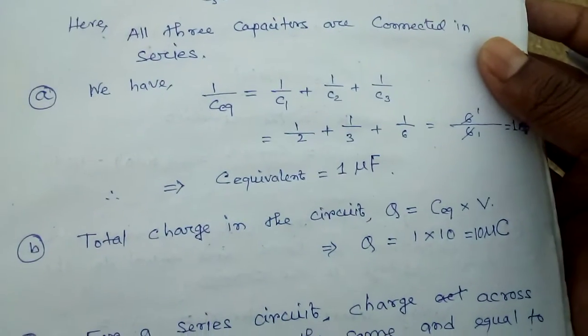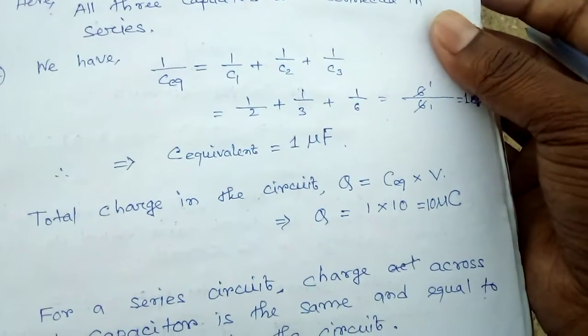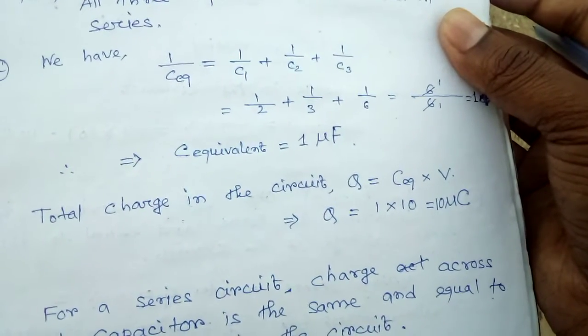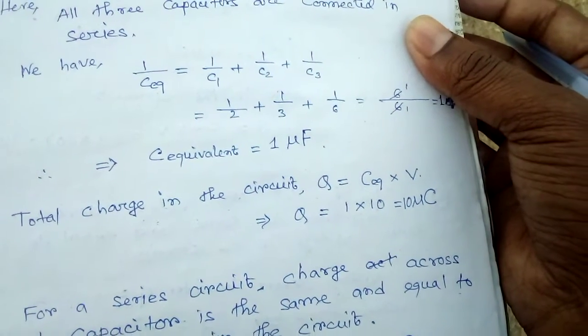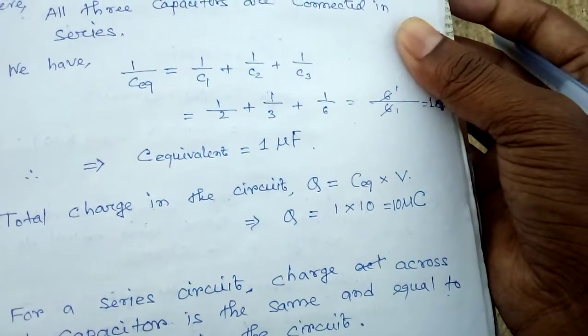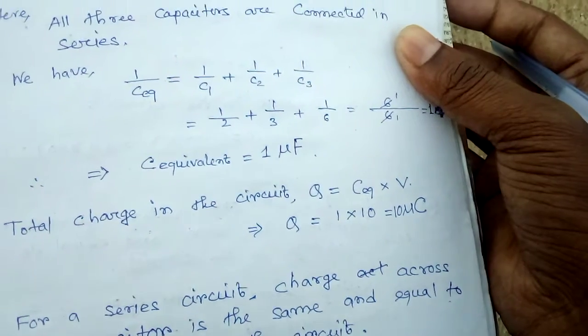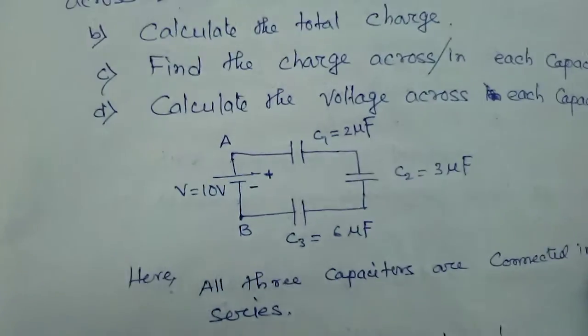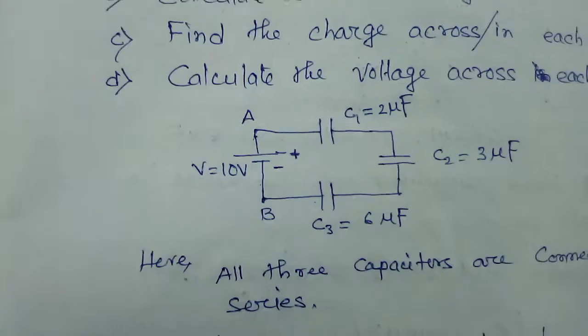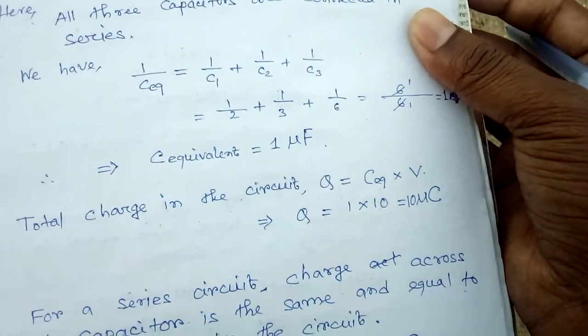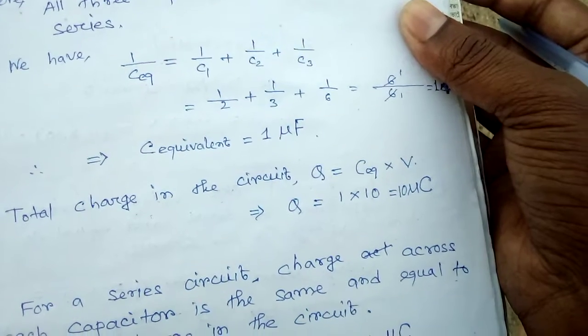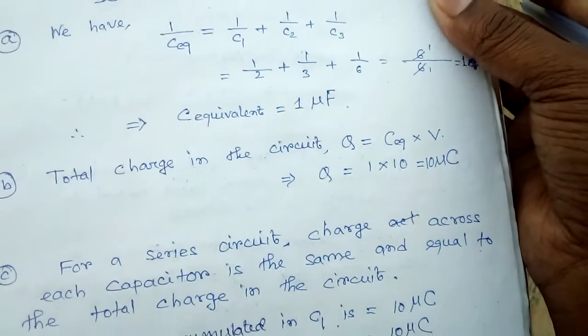Similarly, next, the total charge in the circuit is, we have the formula of total charge Q equals C equivalent into V. This implies that Q equals, C equivalent is equal to 1 microfarad and supply voltage given is 10 volt, therefore Q equals 1 into 10, that is 10 microcoulomb.